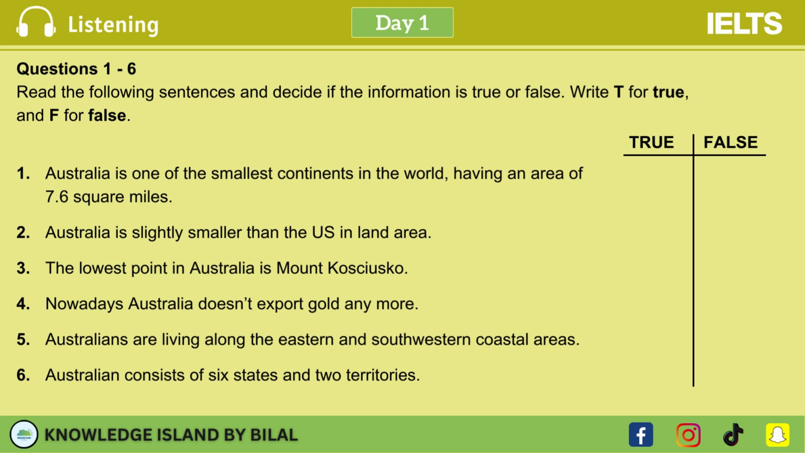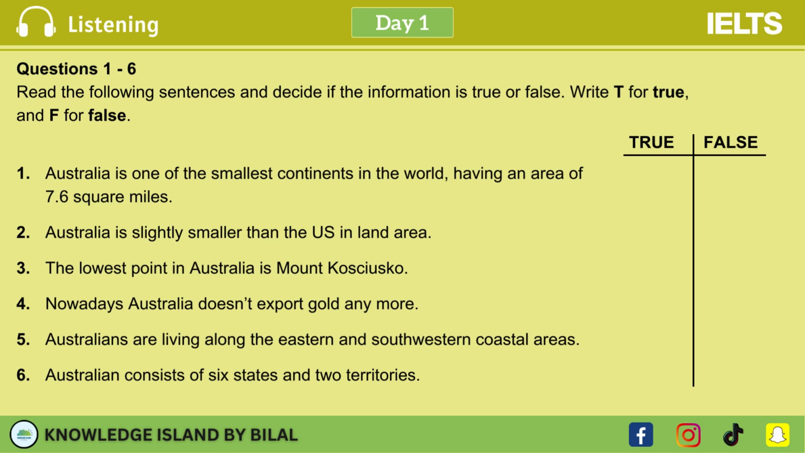Welcome to this talk about Australia. I'm going to give you some key facts and figures about the country, which I hope you'll find of interest. First, let's start with geography. Where is Australia? Australia is in Oceania, between the Indian Ocean and the South Pacific Ocean. Australia is ranked as a continent. It's the smallest continent, having an area of 7.6 million square kilometers.